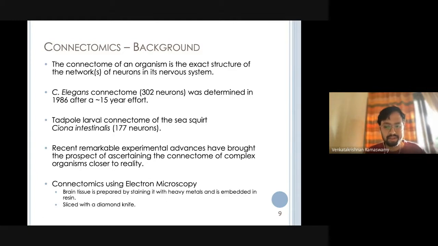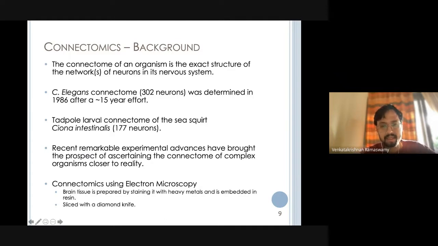They literally, in Cambridge, sectioned the C. elegans worm, printed out the images and colored them with sketch pens, and because it was so huge, it took a lot of time. The only other complete connectome was, I think, in 2016: the larval tadpole connectome of the sea squirt, which in fact had about half the number of neurons.